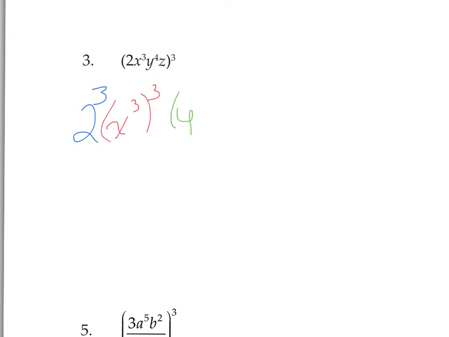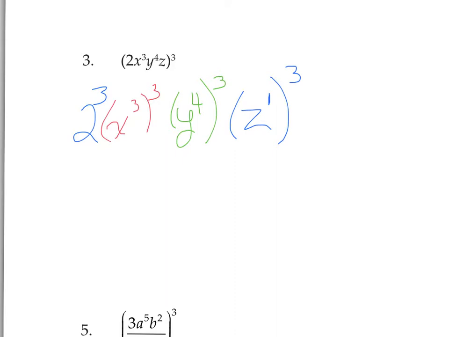The third base is y to the 4th. It's going to get an exponent of 3. And the fourth base is z. It doesn't have any exponents, so that's the implied 1, and it's going to get a cube on it. So this cube went on the 2, it went on the x cubed, it went on the y to the 4th, and it goes on the z, on the plain old z, on the z to the 1. Now we're going to expand.